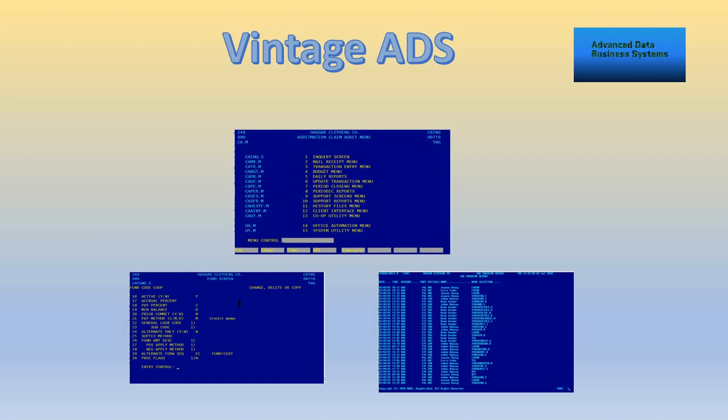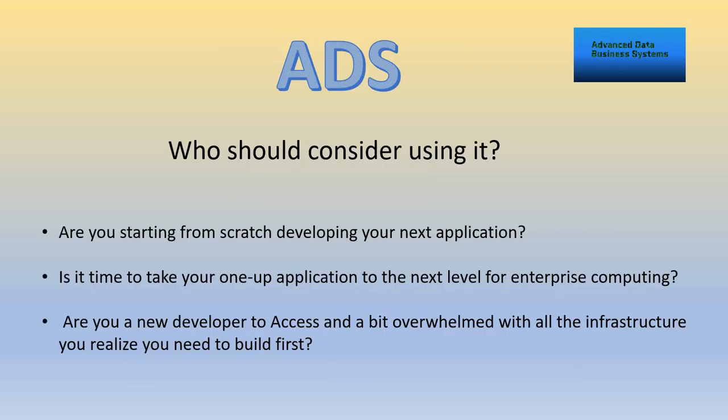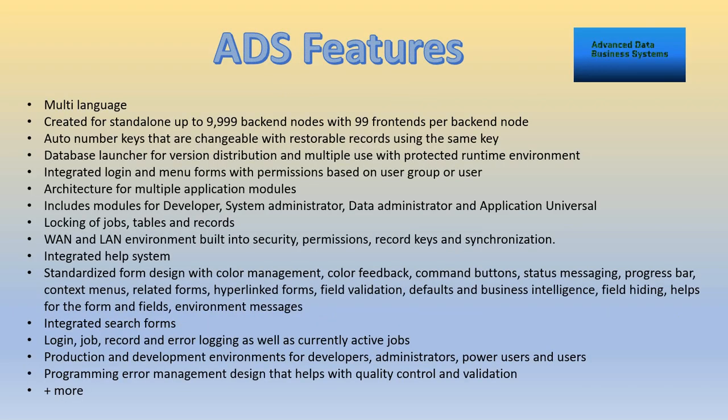In the 1980s, Advanced Data Business Systems wrote a rapid application development system for mini computers. Many of the ideas for the Advanced Development Shell for Access come from the years of experience developing large enterprise applications. Anybody that is starting a new application or has hit the wall with their development, needing a more robust foundation, is encouraged to evaluate the ADS. Here is a short list of some of the features found in ADS. I won't bother reading them to you or trying to explain them all now, as we will have many other videos in this series presenting each topic. If you're interested, pause the video now and peruse it.